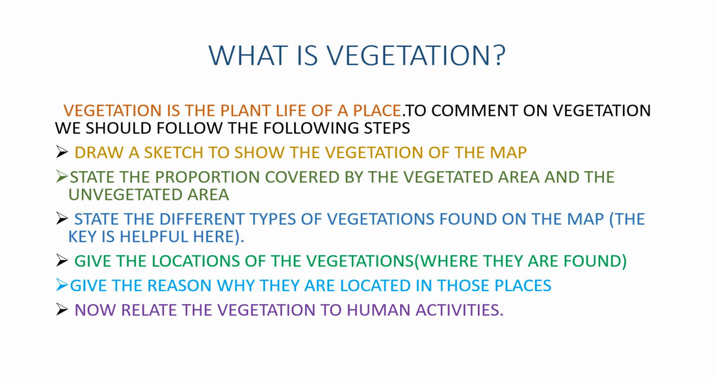So these are the things that we need to note when we are describing the vegetation of a place, not forgetting to give the proportions that each vegetation covers. Let's say, for example, that a map is highly covered by vegetation, then we have to say that the map is highly vegetated, and we give the proportion using the word about, either about 30%, or if you don't want to use percentage, we can use a fraction to give the proportions.